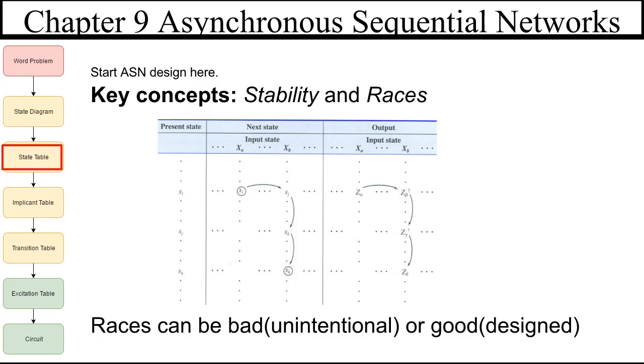One of the key concepts is that of a stable state. We want one stable state per row. And then we're going to race or slip through some intermediary states to a second stable state. So races can be unintentional, like we saw in design 2, or they can be designed into it, like this. We also saw that in design 2.